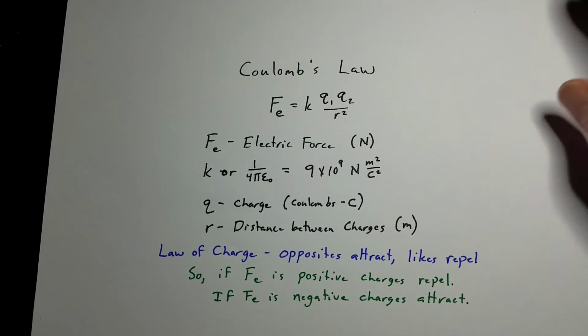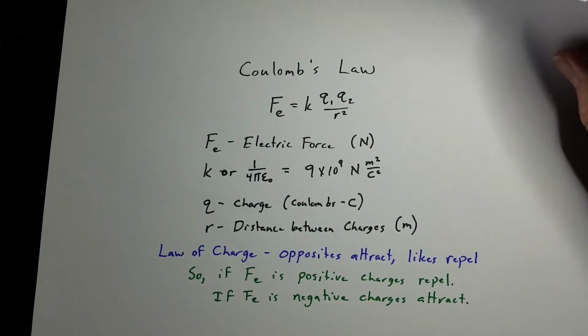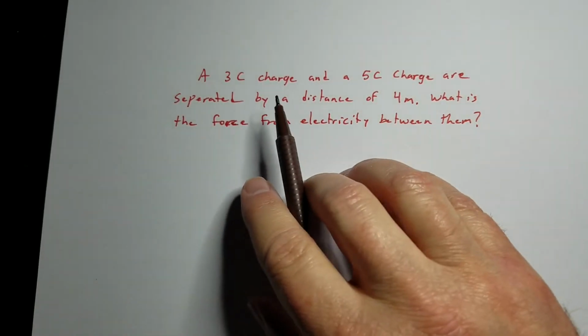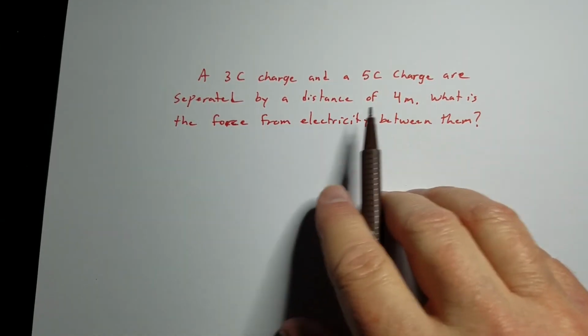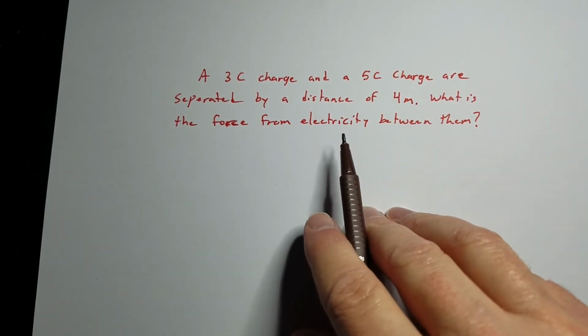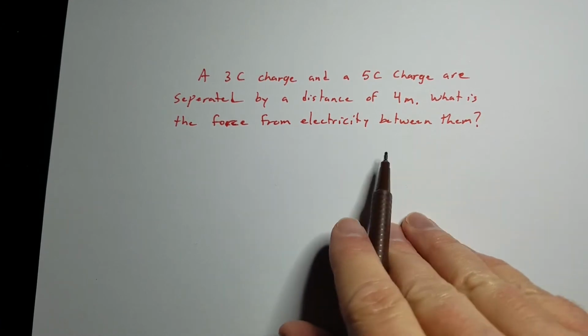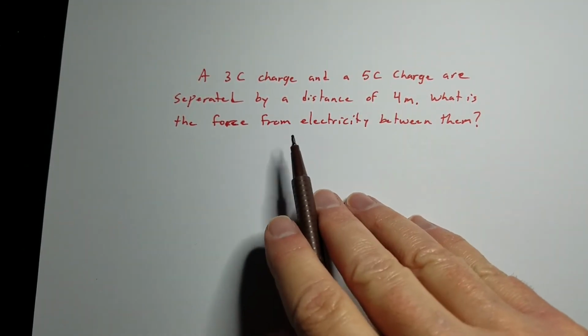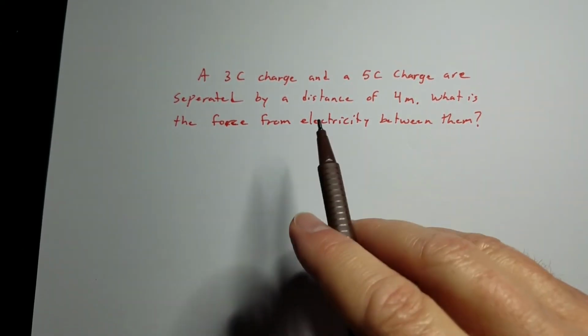So let's look at a couple of examples. On this one, we've got a 3 coulomb charge and a 5 coulomb charge that are separated by a distance of 4 meters. What's the force from electricity, or the electrostatic force, between these two charges? Now, these are actually pretty large numbers, but I want to start off there so we don't have to worry about scientific notation as much.